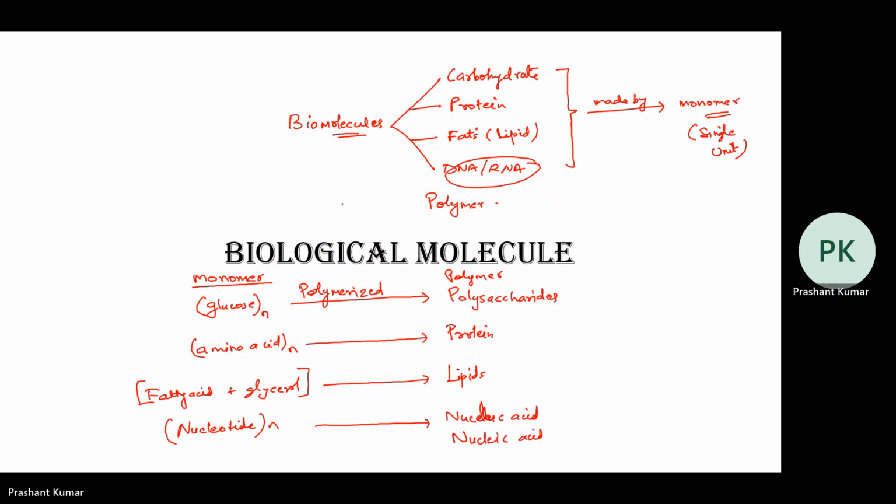I will write it again. Nucleic acid. So nucleic acid consists of two types: you can call either a DNA molecule or an RNA molecule. We'll talk about nucleotides in detail in this topic. So this is just the basics, like what is a polymer, what is a monomer. Let's begin with the topic.